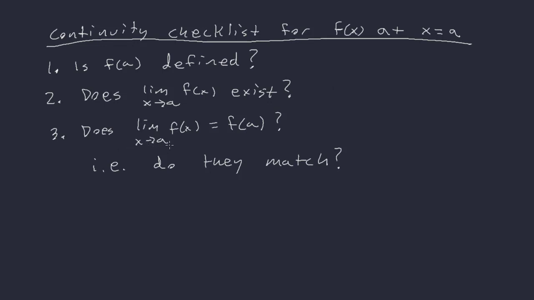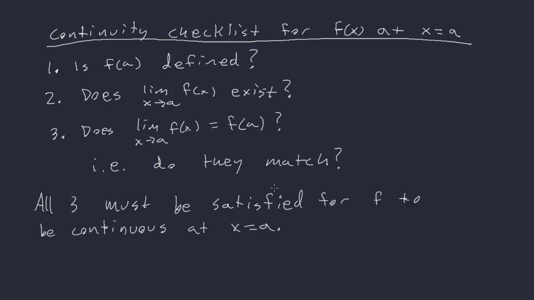3, does the limit as x goes to a of f of x equal f of a, i.e. do these two match? And that's the last thing to check, because if f exists at a and the limit exists at a, then the last thing to check is, do they match at a? All three need to be satisfied for f to be continuous. Okay?